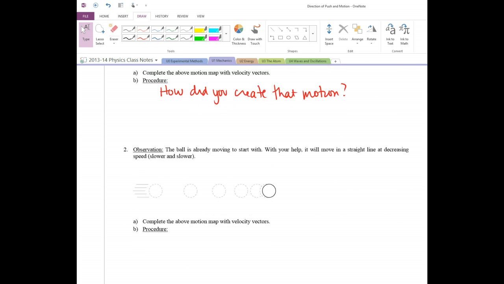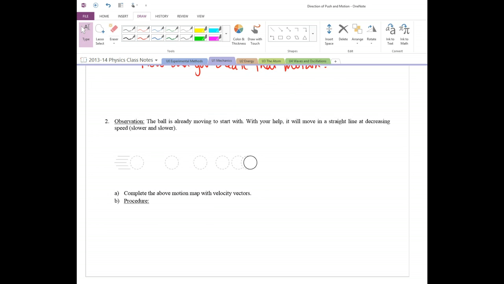Alright, so let's look at the next one, number 2. In this one, it says that the ball will move in a straight line at decreasing speed. So the ball itself starts out going pretty fast and slows down. So you have to think, how would you use the broom to cause it to do that? When something comes to a stop, we put a little dot instead of an arrow. Okay, so that should be helpful as you work on completing this activity.